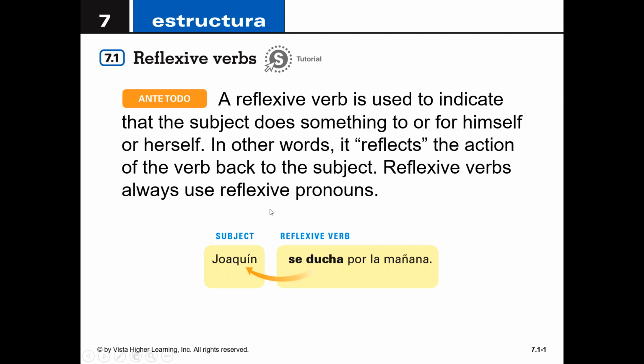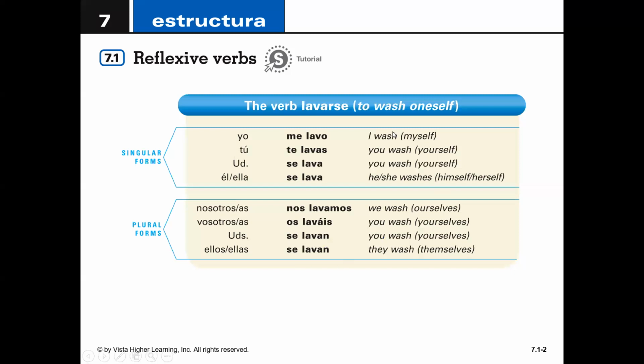So in Spanish, reflexive verbs always use reflexive pronouns. An example here says, Joaquín se ducha por la mañana. This is a reflexive verb, se ducha. And these are the forms. Here it gives you an example of the verb lavarse, which means to wash oneself. So you're washing yourself. You're not washing somebody or something else.